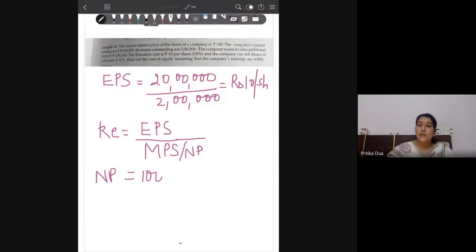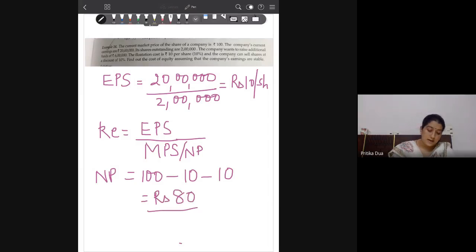You are issuing the shares at a discount of 10%, means they are being issued at rupees 90 per share. And then again, the flotation cost is rupees 10. So your net proceeds from the share are 80 rupees. You can directly put these values in the formula and you will get the answer for cost of equity.